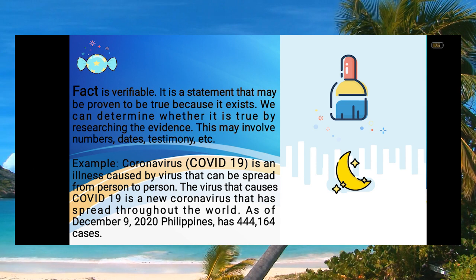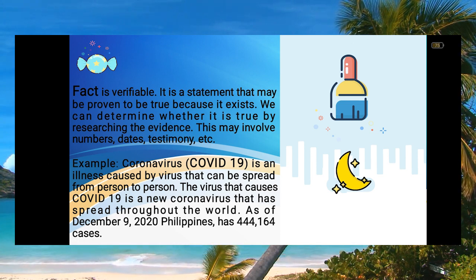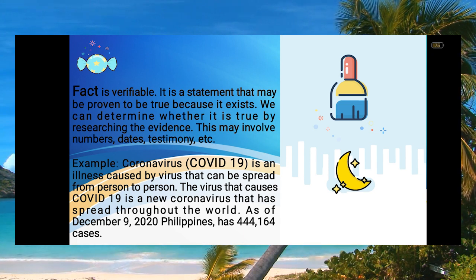Fact is verifiable. It is a statement that may be proven to be true because it exists. We can determine whether it is true by researching the evidence. This may involve numbers, dates, testimony, etc. Example, coronavirus COVID-19 is an illness caused by a virus that can be spread from person to person. The virus that causes COVID-19 is a new coronavirus that has spread throughout the world.